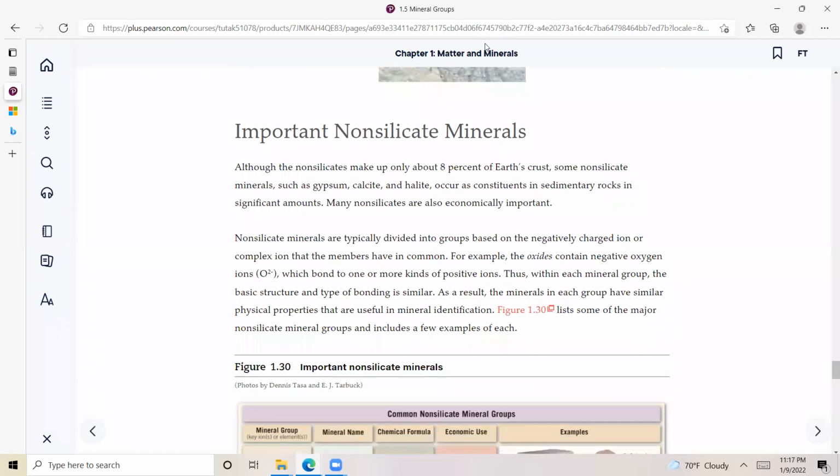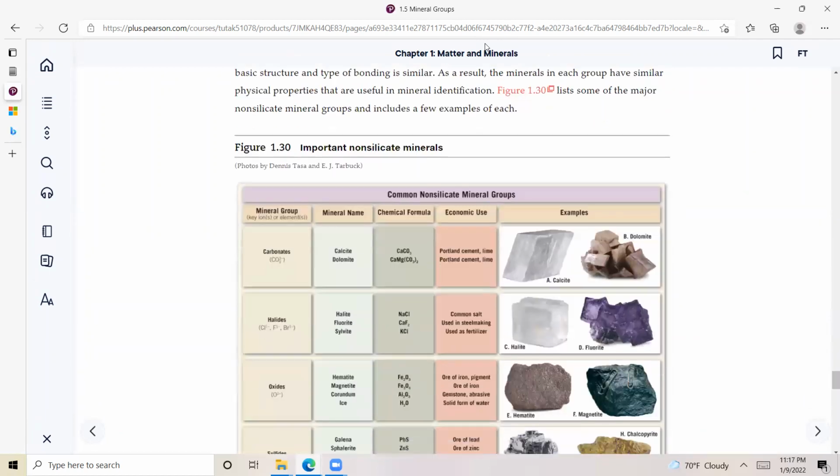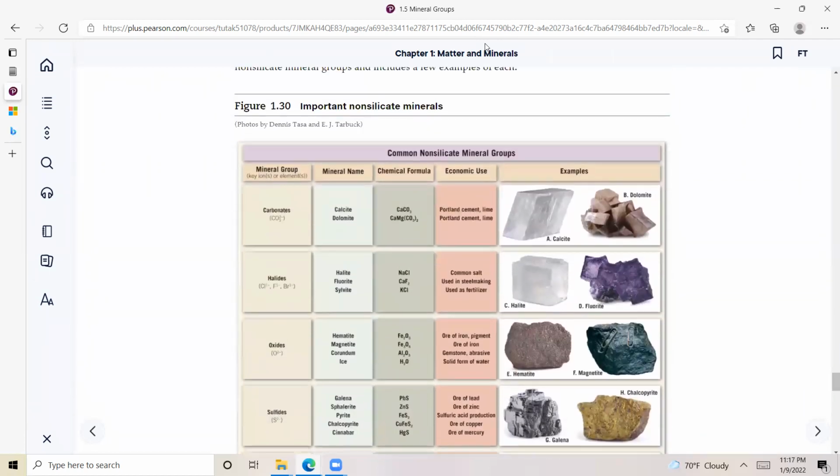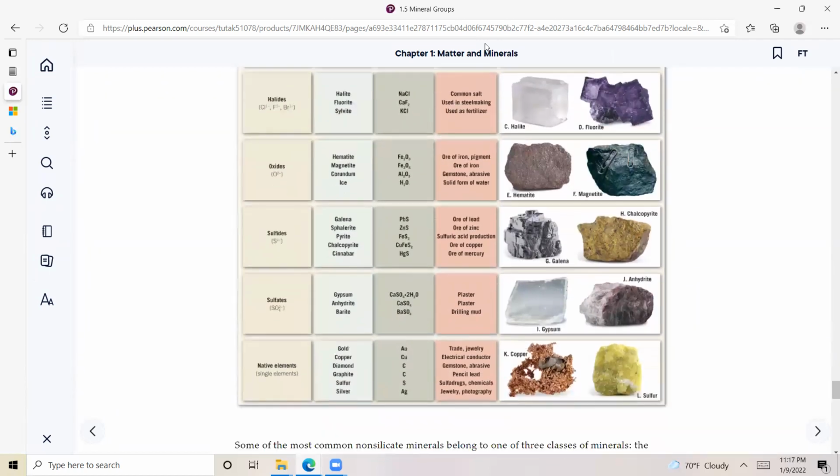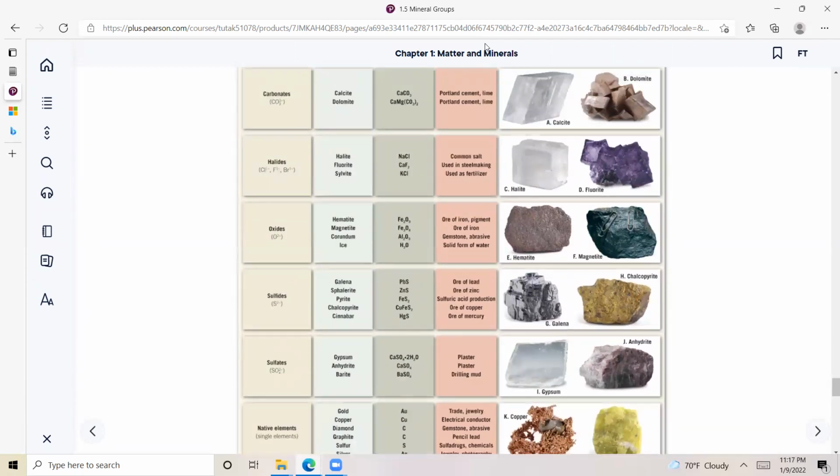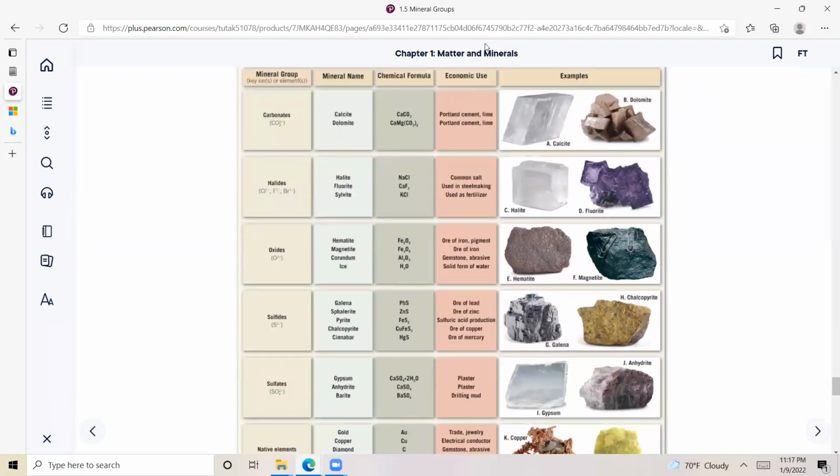What is the other important group? The non-silicate minerals. We have a nice figure showing you what kind of minerals we have on the continental crust that don't contain silica in their chemical composition. As you see, the chemical formula here doesn't really contain any silica in their system.